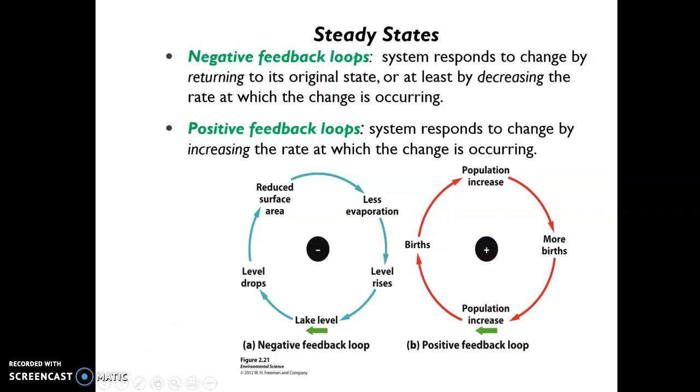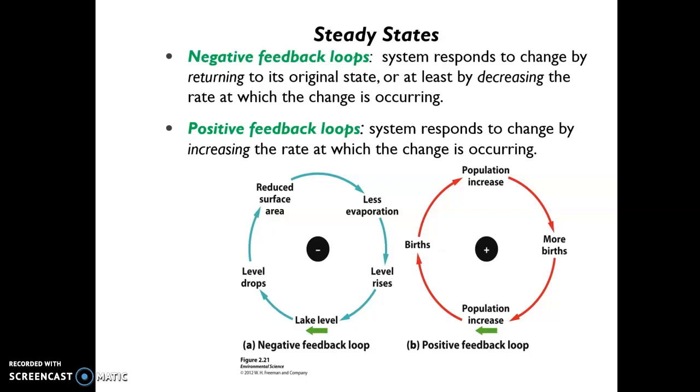Now, a couple of important points here relating to environmental science. Within steady states are two types of loops, negative feedback loops and positive feedback loops. Let's start with the negative feedback loop. The definition is that a system responds to change by returning to its original state, or at least by decreasing the rate at which the change is occurring.